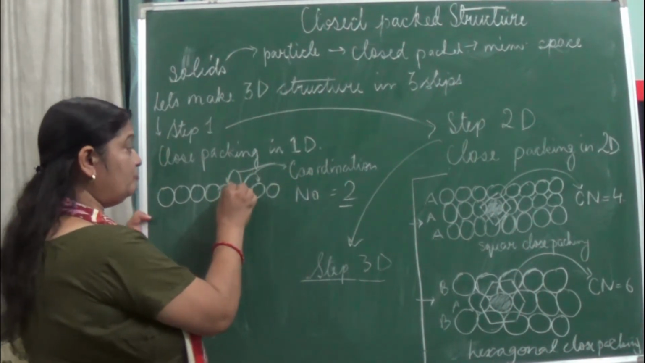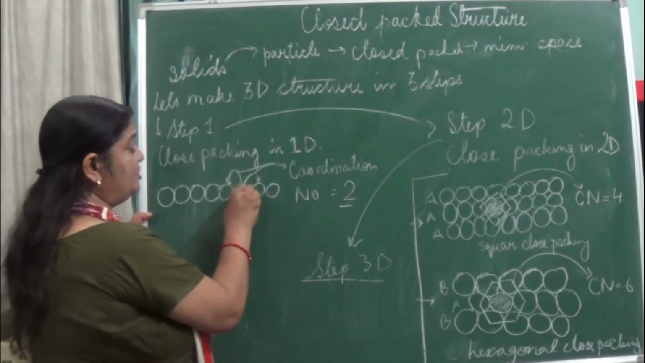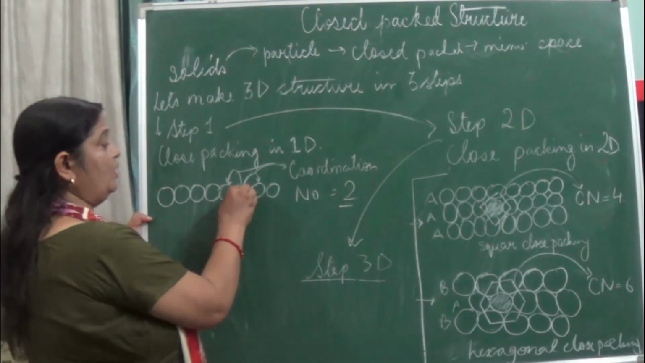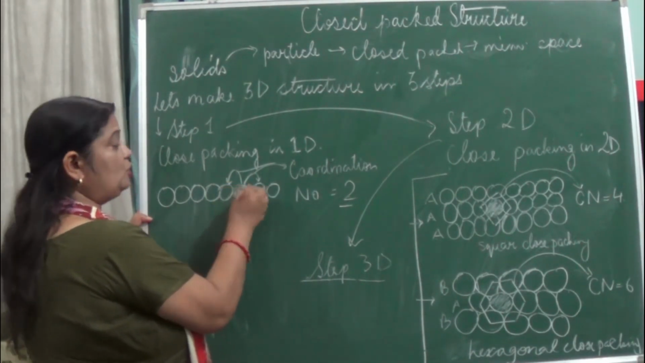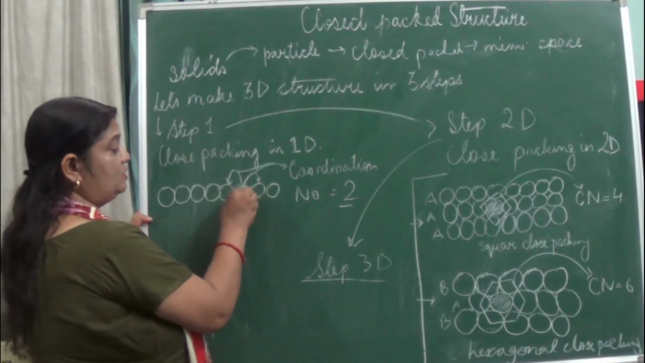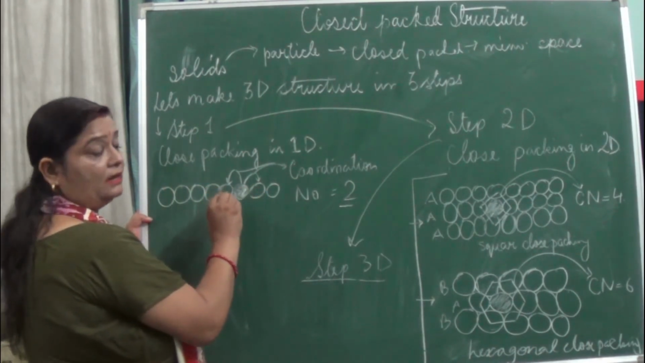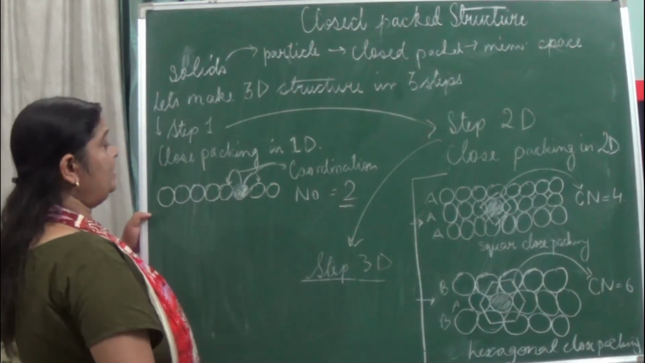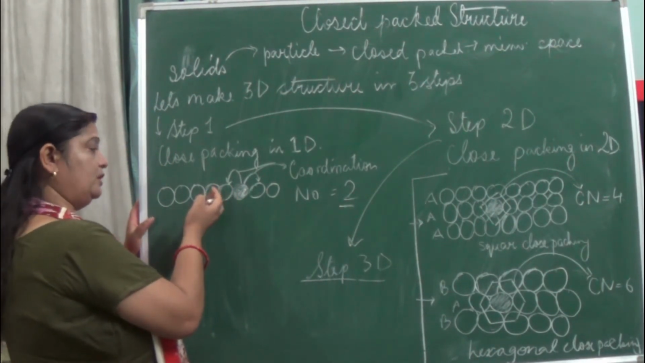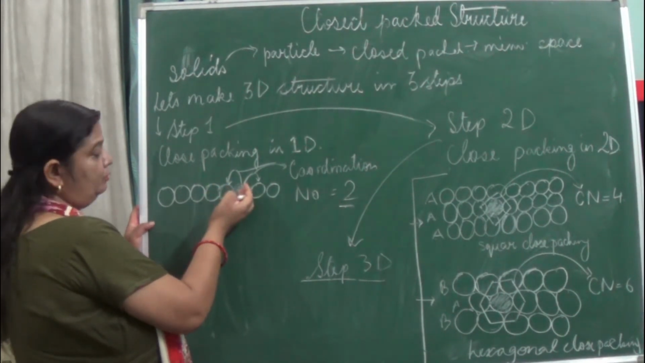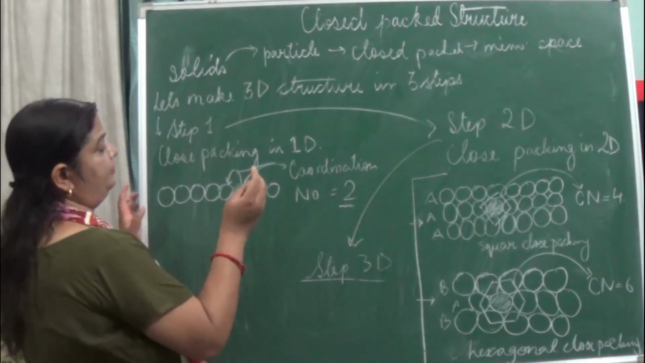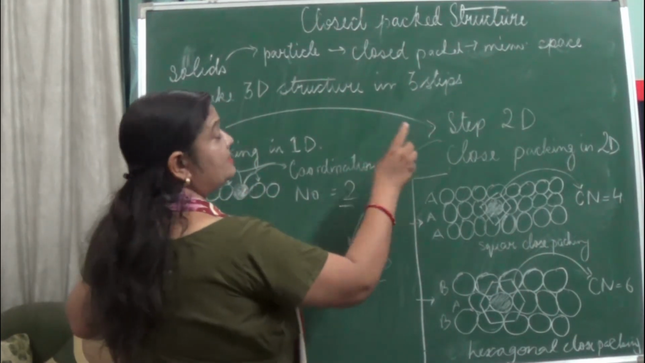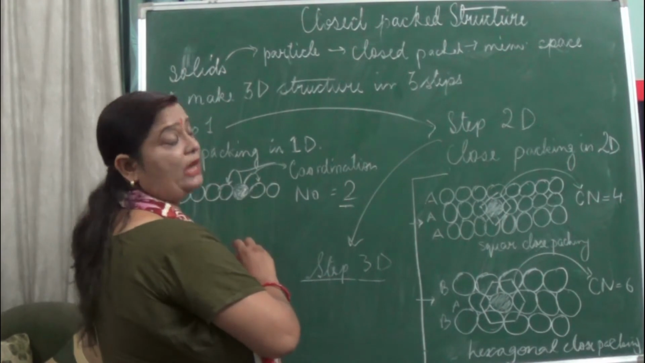So for the one-dimensional study, we see that one atom is in touch with 2 other atoms. 2 neighboring atoms are touching this atom. So the coordination number becomes how much? 2. Like this, if you take this atom also, here also, how many will it be? 2. Now the next step, the second step, that is the 2-dimensional structure.